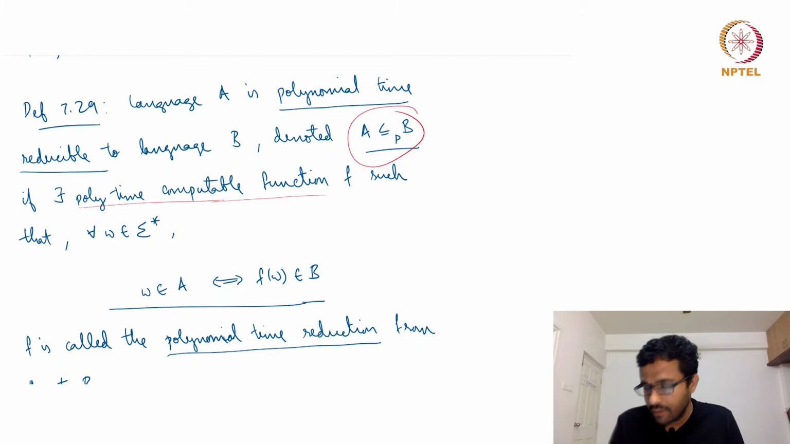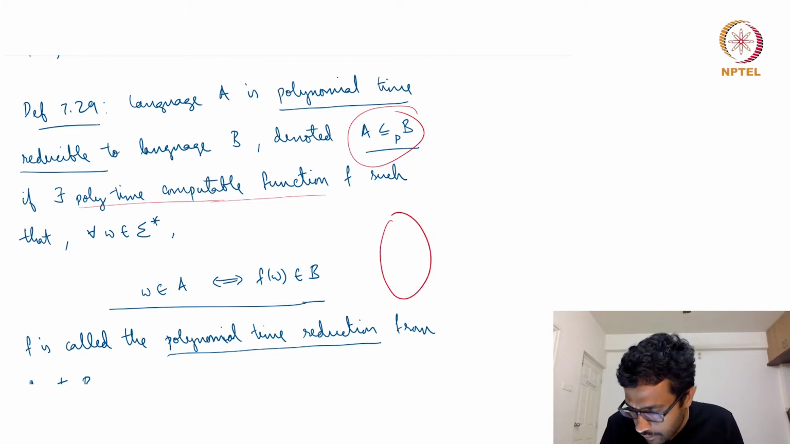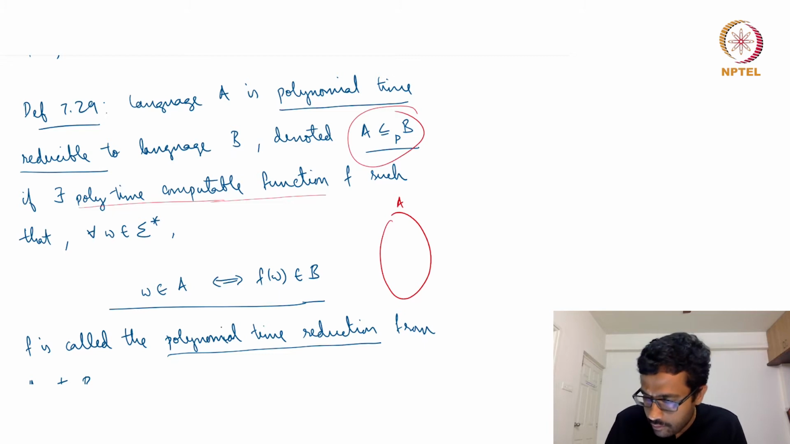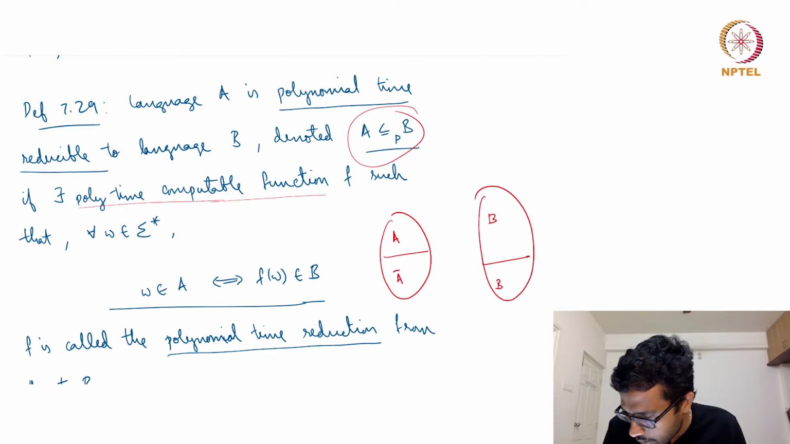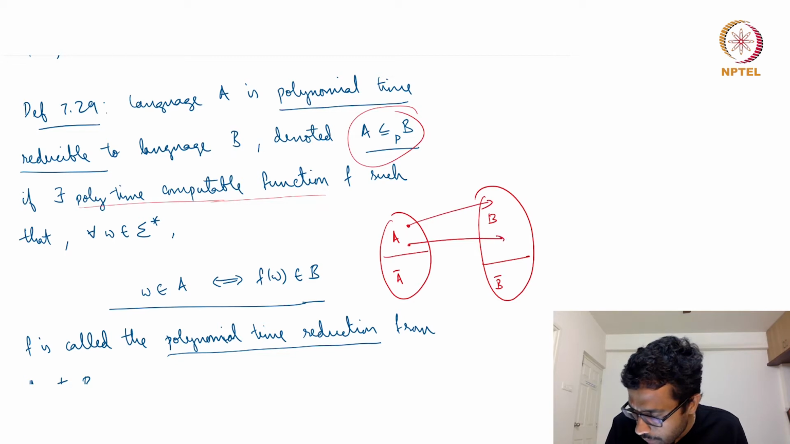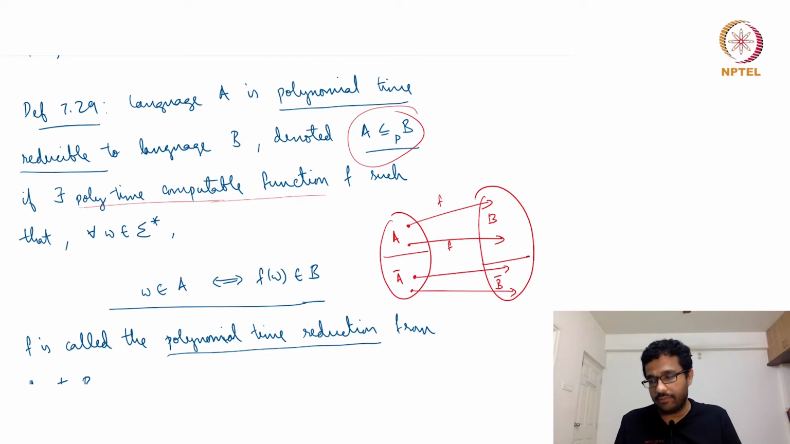To illustrate, suppose this is A, maybe this is sigma star, let's say this half is A and this half is A complement, and let's say this is B and this is B complement. Everything in the top half should be mapped to the top half, and everything in the bottom half should be mapped to the bottom half by f. These are the two conditions of the polynomial time reduction.